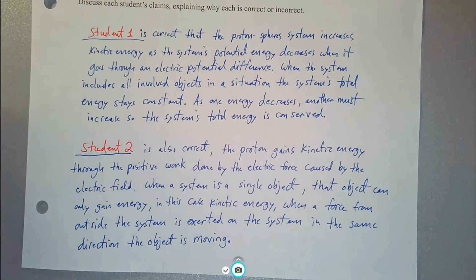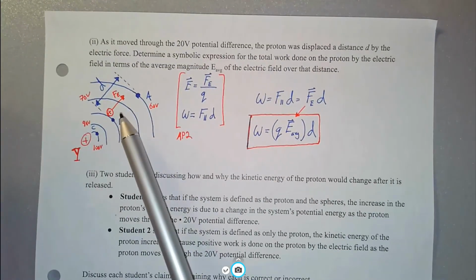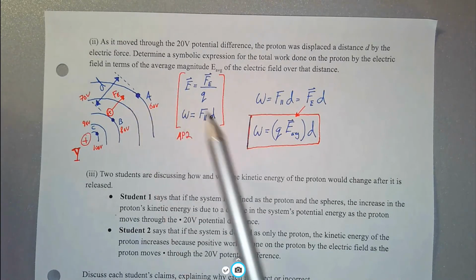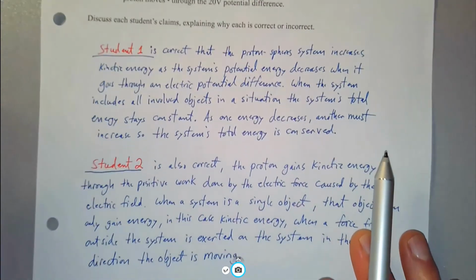Turns out that student 2 is also correct when they said the proton gains kinetic energy through the positive work done by the electric force caused by the electric field. That's true because when a system is a single object, that object can only gain energy, in this case kinetic energy, when a force from outside the system is exerted on the system in the same direction the object is moving. And since the electric field is causing this little positively charged particle to feel a force in the same direction it's moving, that's kind of what we talked about up here, and there's work being done. And so that means student number 2 is also correct.